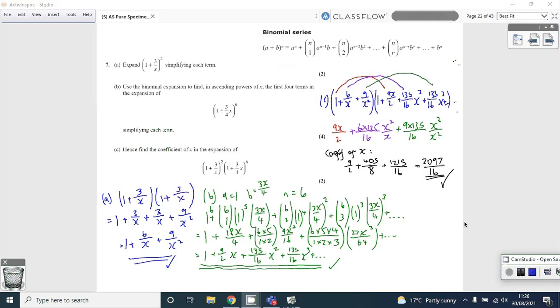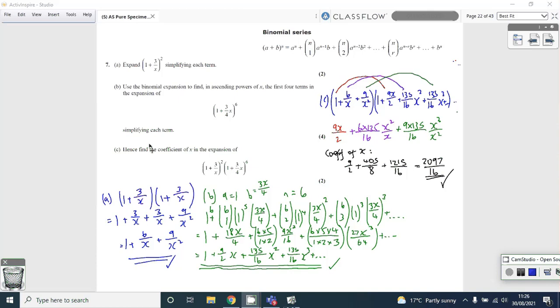Into question 7. So for part A, expanding the bracket with the bracket times itself. So that's obviously 1 plus 3 over x times 1 plus 3 over x. Do the four claws, then gather up the like terms, the 2 terms in the middle. So that bit there in blue.